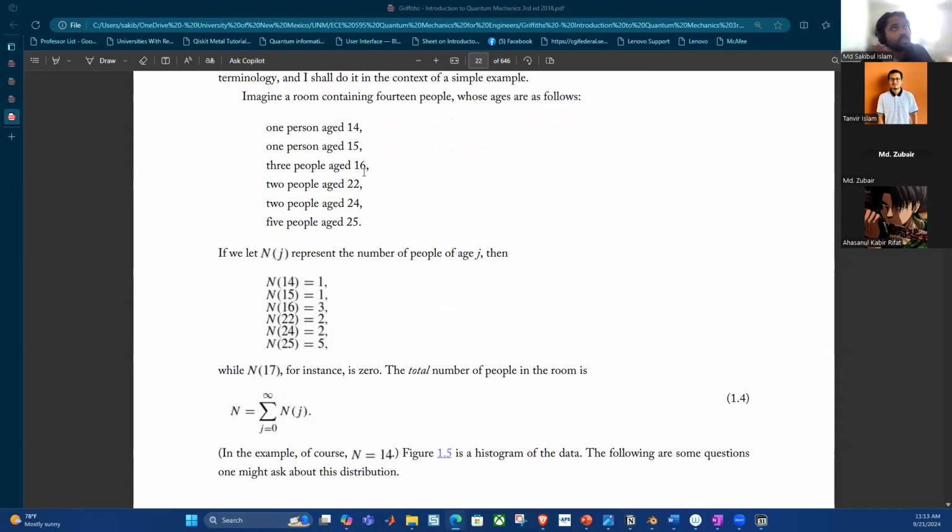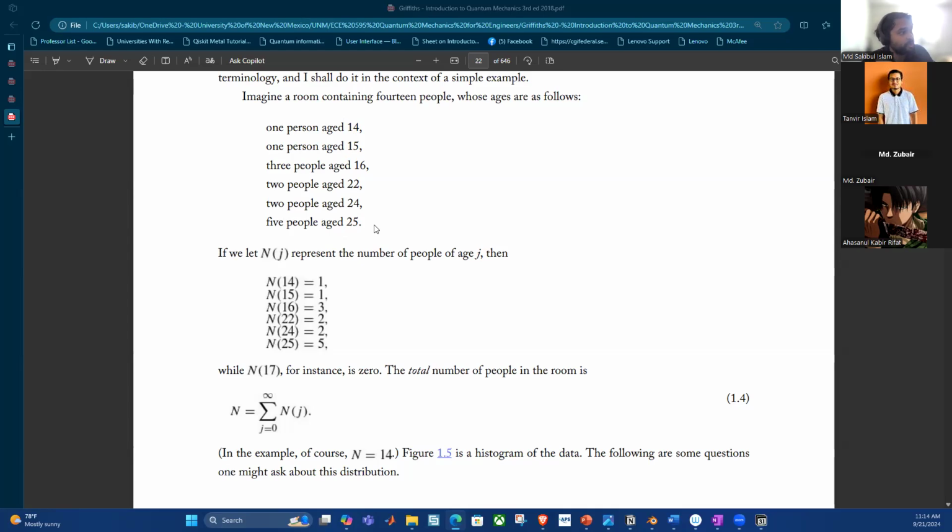Let's say, what is the probability? There is a group of 14 people in this group. You are randomly selecting a person and it asks you what is the probability of that person having age 16. Here, you can see that there are 3 people that are 16 years old out of 14 people. So 3 divided by 14 is the probability of that person having age 16. Let's say, for example, it asks you, you are randomly selecting a person from this group.